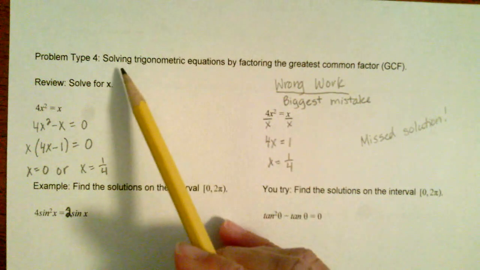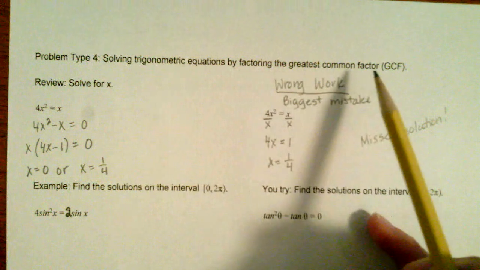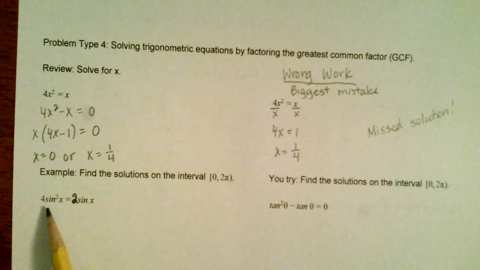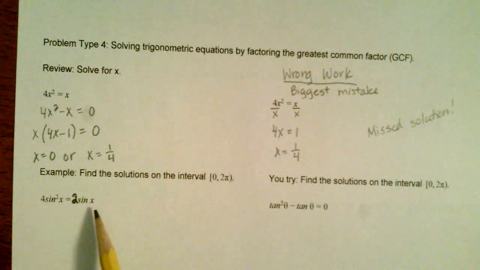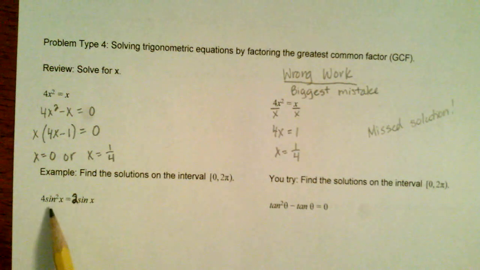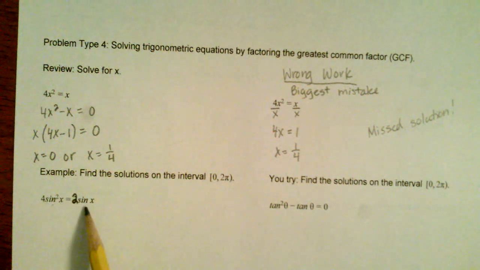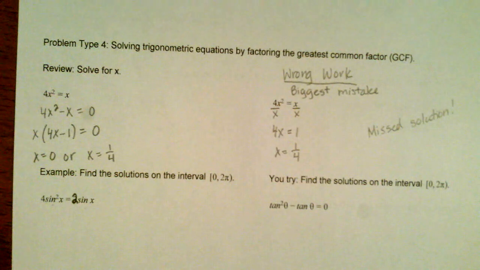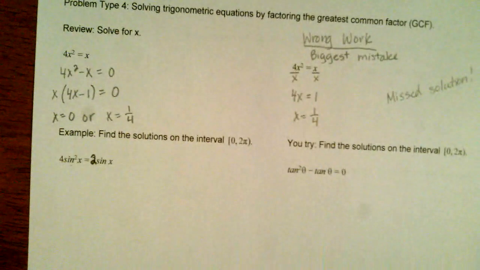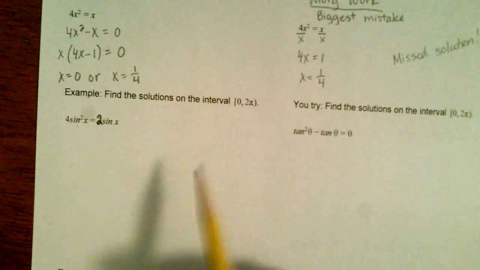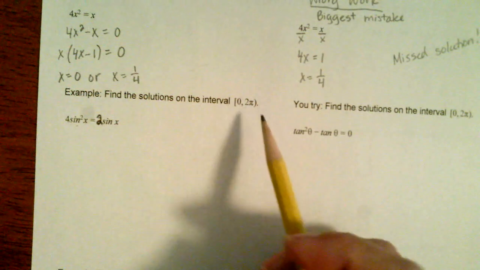Okay, so our trigger for solving trig equations by factoring the greatest common factor is when we have the trig function to two different powers. Okay, see how we have our sine squared here and just a sine here? That's a trigger to me. I'm looking for a pattern that I need to use the GCF. Okay, so we're going to do this the same way that we did with our x. And again, we're only looking for our solutions on 0 to 2 pi.